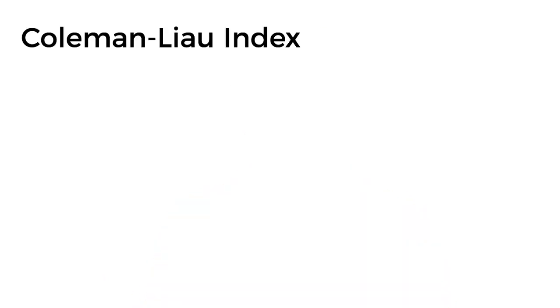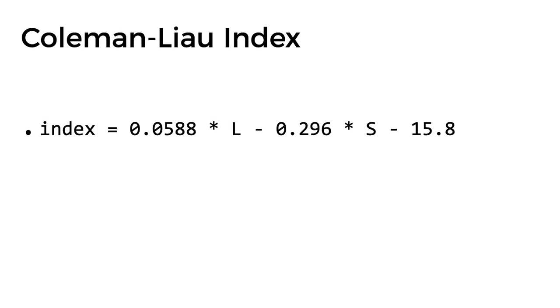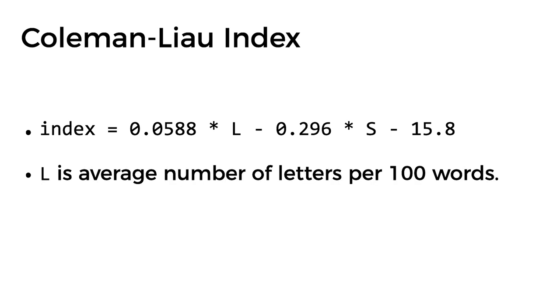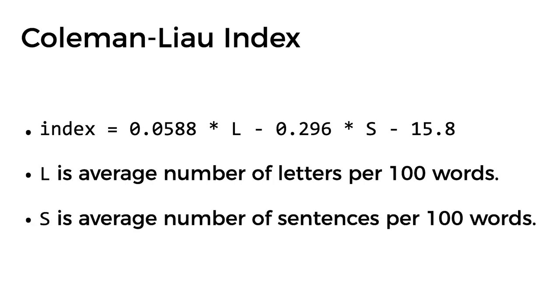In fact, there are formulas that we can use in order to calculate, based on any particular text, what grade level might be appropriate for that text. One such formula that we'll use here is the Coleman-Liau index, which is calculated as follows. It's calculated as 0.0588 times L minus 0.296 times S minus 15.8, where here L represents the average number of letters per 100 words in this text, and S represents the average number of sentences per 100 words in this text.